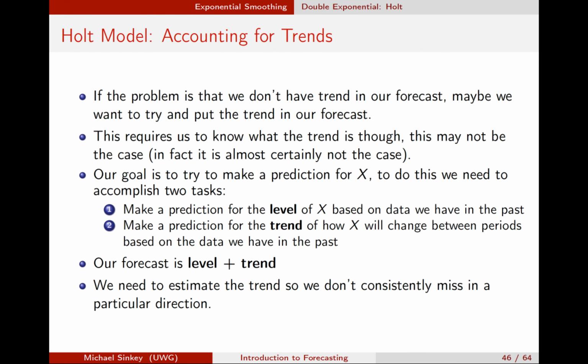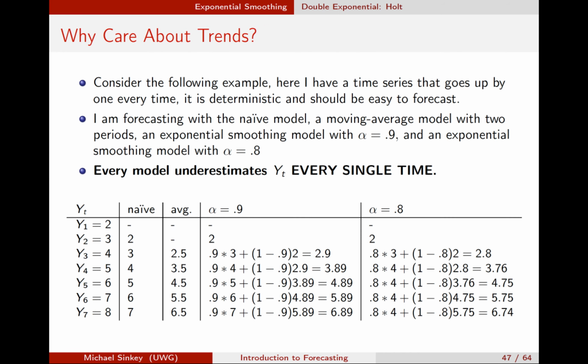And so what we'd like to do is account for trends in the data. And let me just show you some of the problems that we could have if we don't. So why do we care about trend in the data? Why does it matter so much? Let's take a look at this table. Here I have a time series that everybody on planet Earth should be able to forecast, including my 3-year-old son.